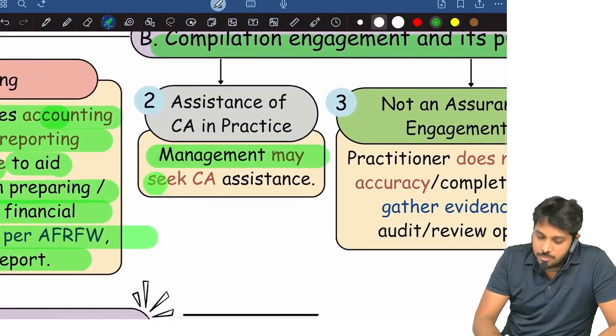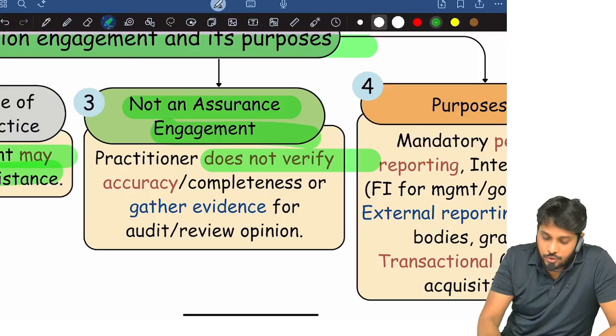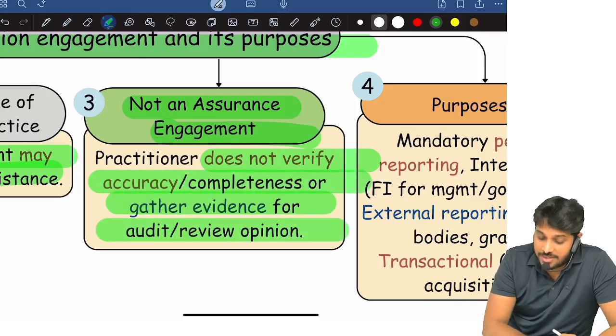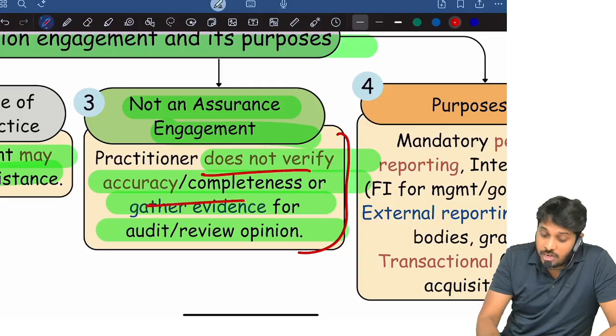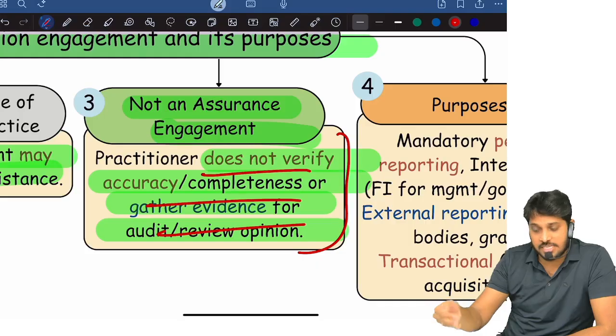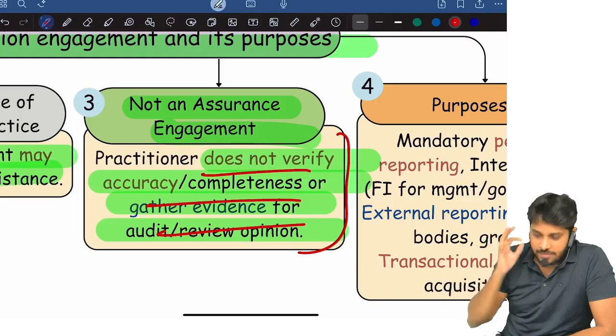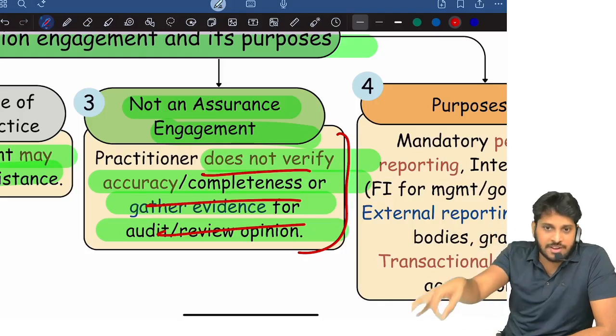So, management generally seeks CA's assistance in preparing financials. Remember, this is not an assurance engagement. Here we don't verify the accuracy and completeness of evidence gathered. We do not verify the accuracy and completeness of information. But if in the process of compilation we come across some material misstatement, there we need to be alert. We are not liable to verify its accuracy.